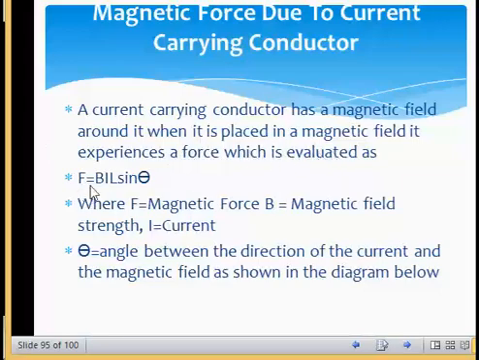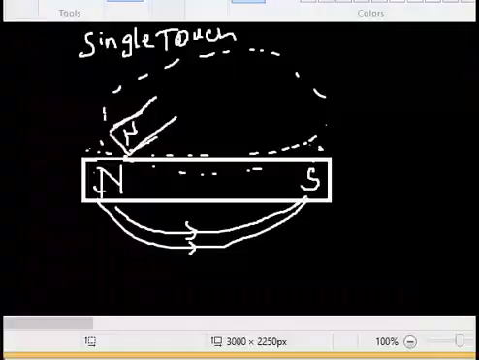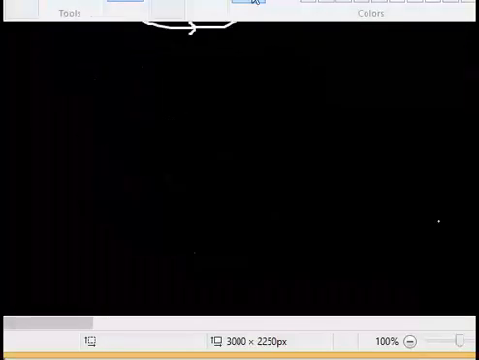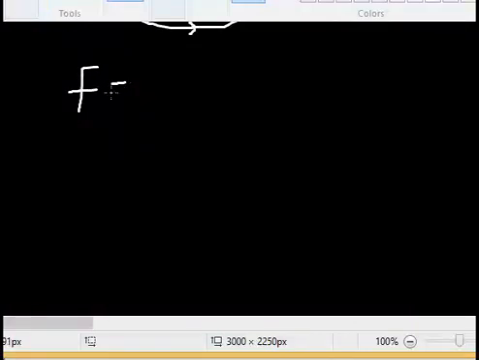All right, now the question is, how do we actually evaluate that force, the magnetic force of a current carrying conductor? This is the formula. The force of a current carrying conductor is given by F equal to BIL sin theta. Let me write that. So the force experienced by a current carrying conductor is given by BIL sin theta.